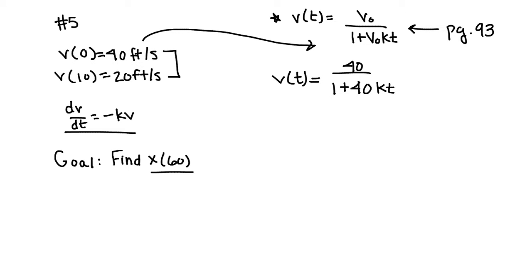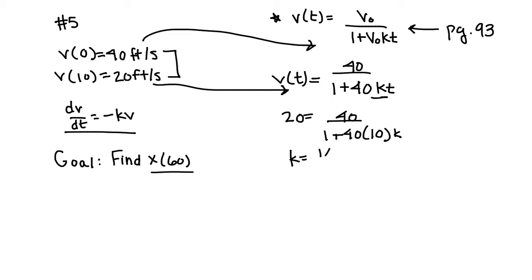I'm going to begin by solving for our k value by bringing over this other condition of velocity. Writing that in, you'll get 20 equals 40 over 1 plus 40 times 10 to the k. I'm not going to solve for k all the way through, it's just some basic algebra, and you'll get k equals 1 over 400.